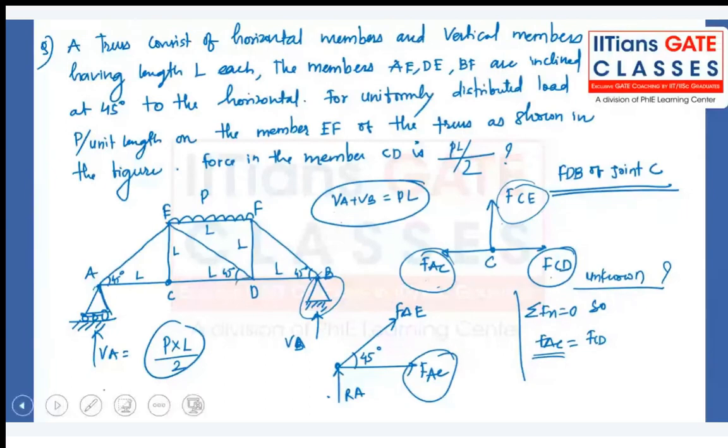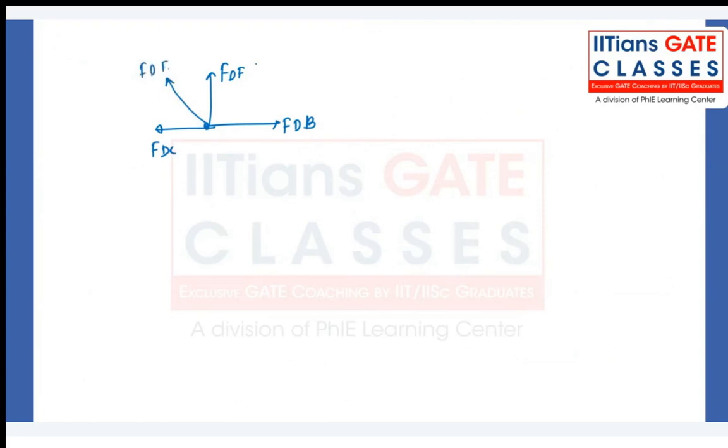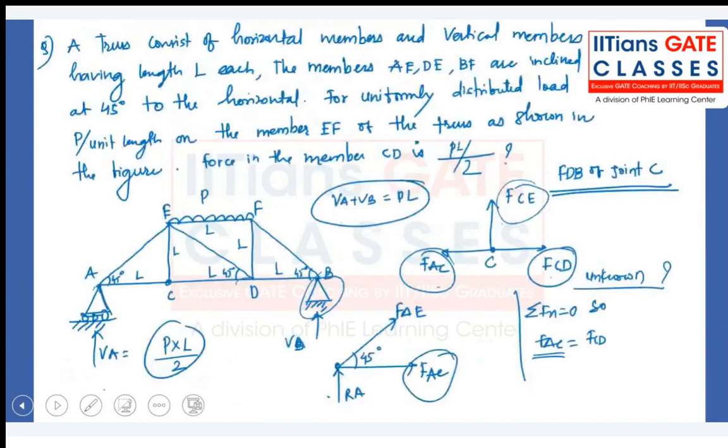So it will have FDB, it will have FDF, then it will have FDC, it will also have, as you mentioned, FDE, which is at 45. So this makes the problem a little complicated, because in the other case we have only 3 forces, and we clearly got FCD is equal to FAC. So the only one unknown which we have to calculate is FAC in this case.